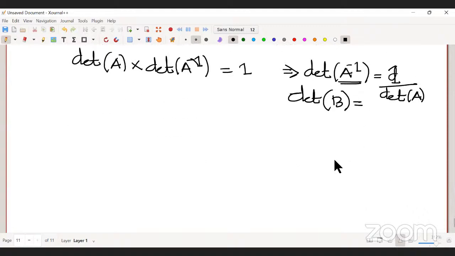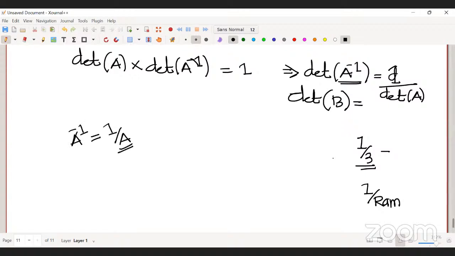See, 1 by 3 has a meaning. But if I write 1 by, say, Ram, this has no meaning, because Ram is not a number. So when I say A inverse, don't think of it as 1 by A, because here A is not a number, it's a matrix. So this has no meaning. You have to define something for that, and only then does it have some meaning. Okay, sir. Got it.